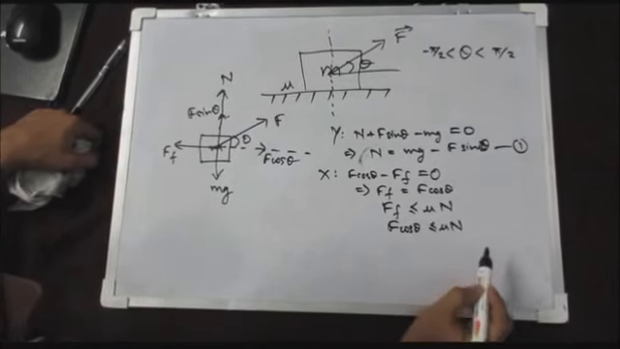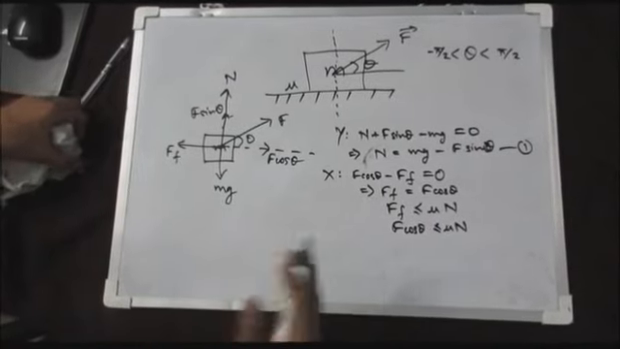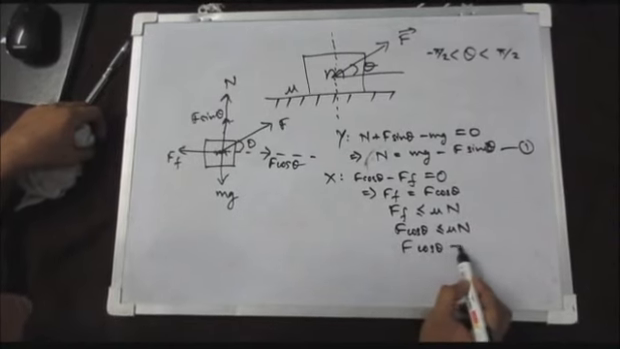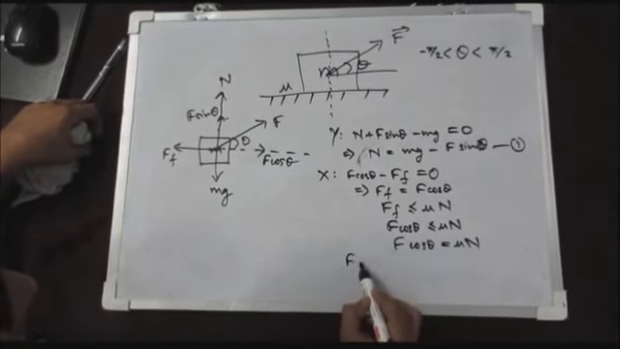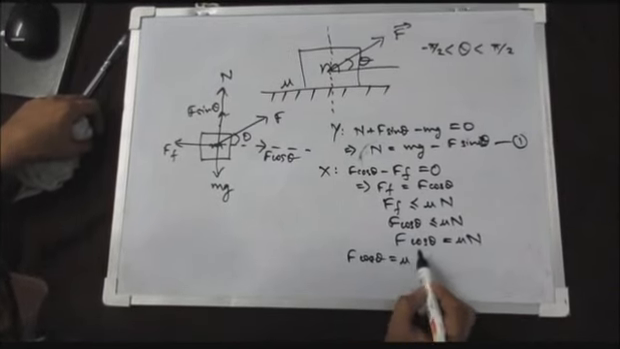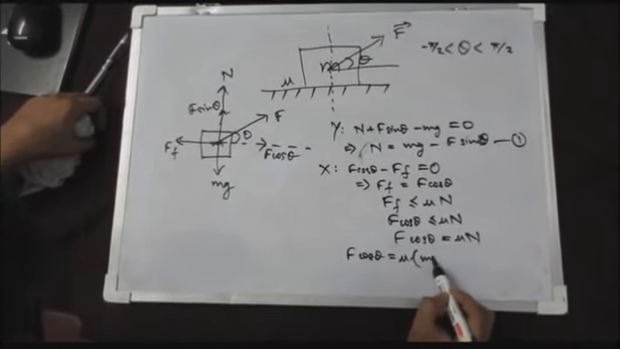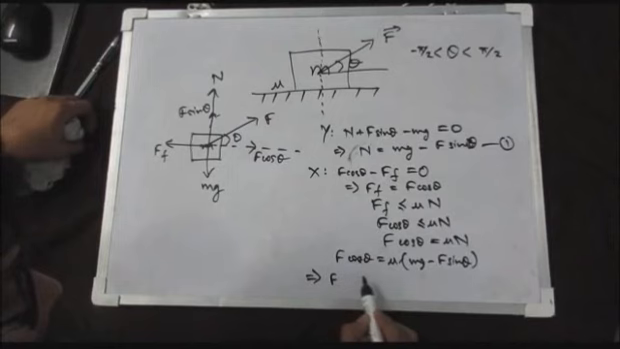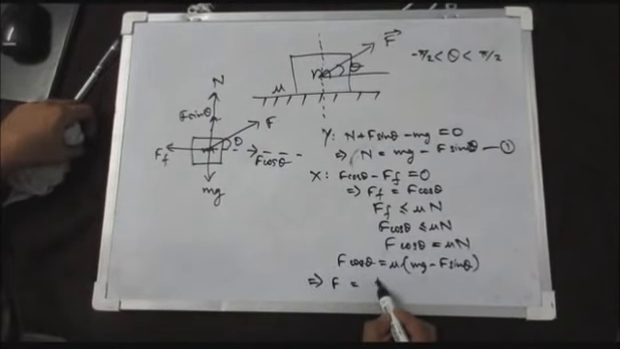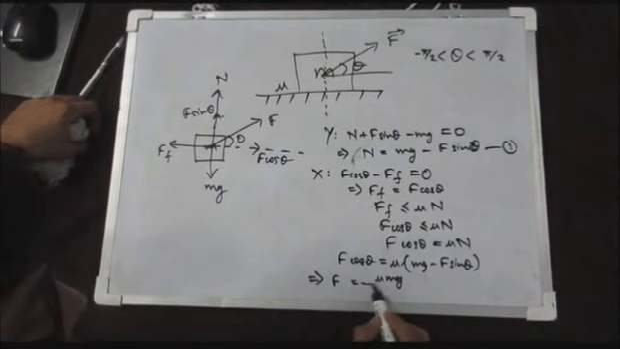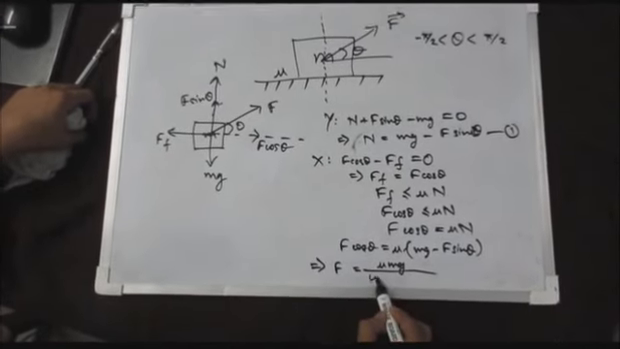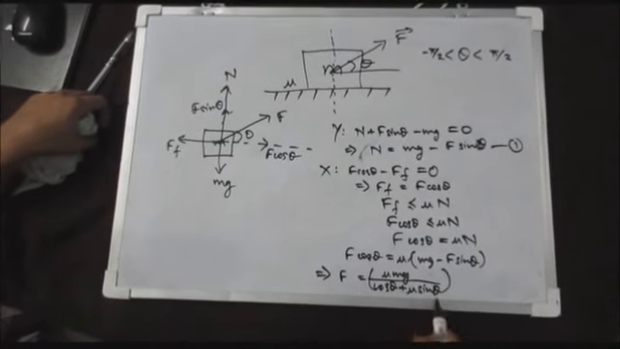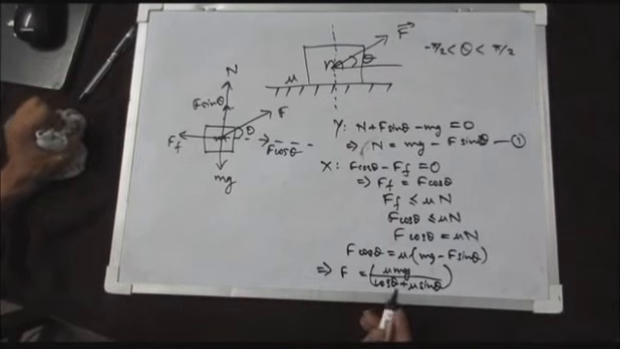When the box is just on the verge of moving, this inequality will turn into an equality, and F cosine theta will become mu times N. Then we have the equation F cosine theta equals mu times (mg minus F sine theta), and from there we can write F as a function of theta. In fact, we have F equals mu mg by (cosine of theta plus mu sine theta).